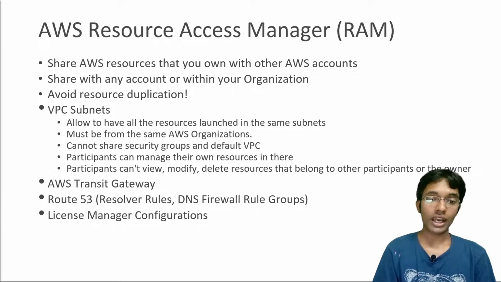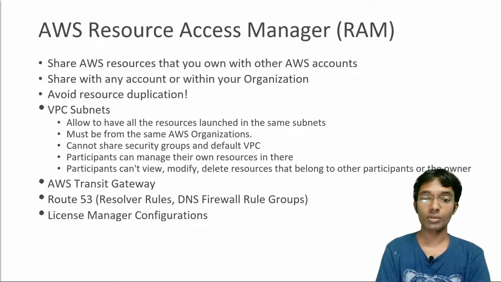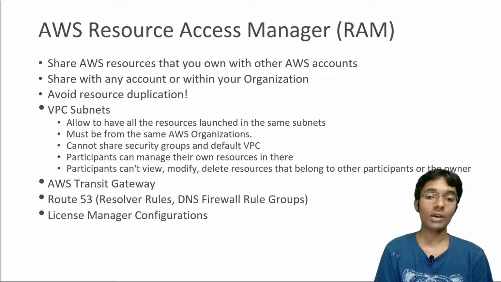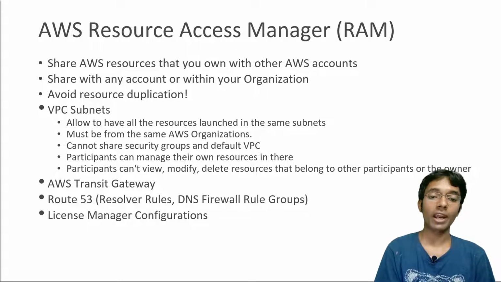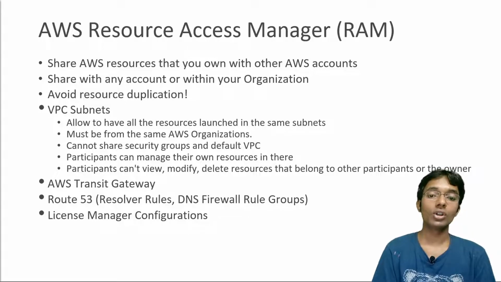So what can you share with RAM? You can share VPC subnets, for example, which is very helpful and one of the best use cases for RAM. This allows you to have all the resources launched within the same subnet, and all these subnets must be from the same AWS Organization. You cannot share security groups through, and you cannot share the default VPC.